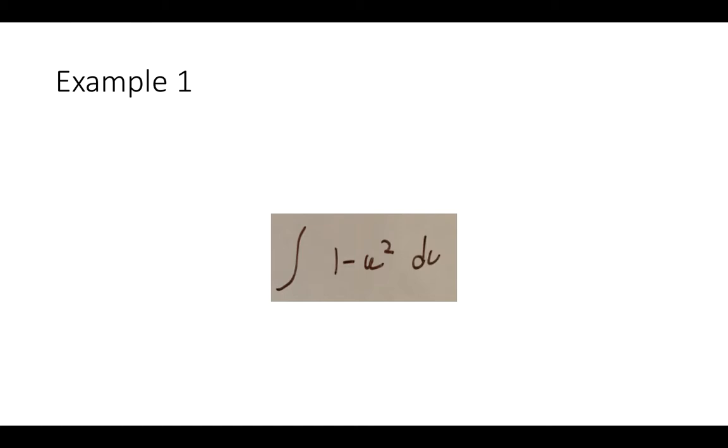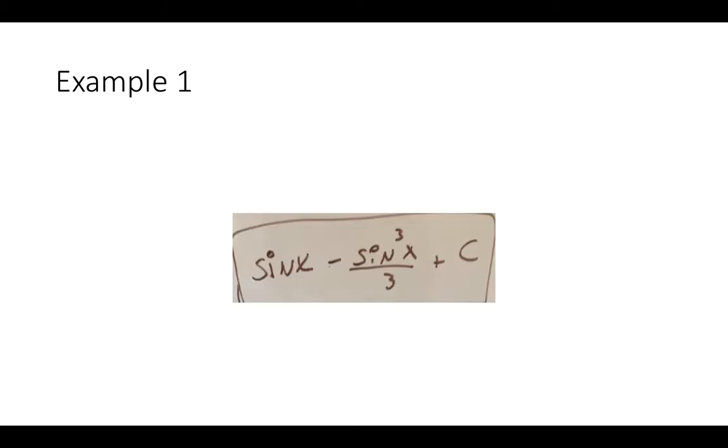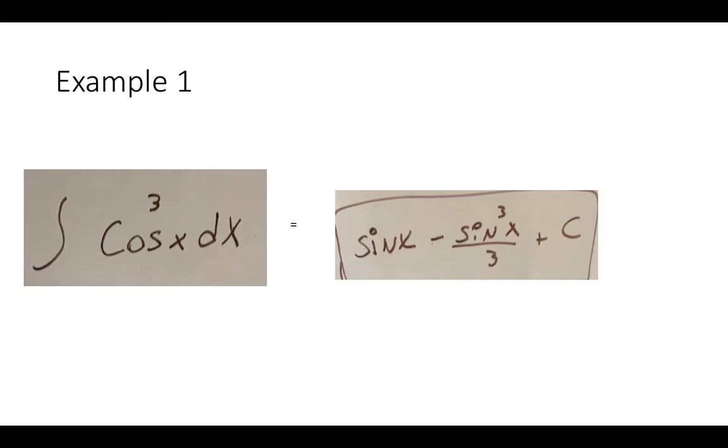So what are we going to do? Simply integrate. When we integrate, we're going to have u minus u cubed divided by 3 plus c. To finish out the problem, we plug in our u, which was sine x. So the answer is sine x minus sine cubed x divided by 3 plus c. So the indefinite integral of cosine cubed x dx is sine x minus sine cubed x divided by 3 plus c, and that's how you would approach a problem such as this. Now let's go to example 2.